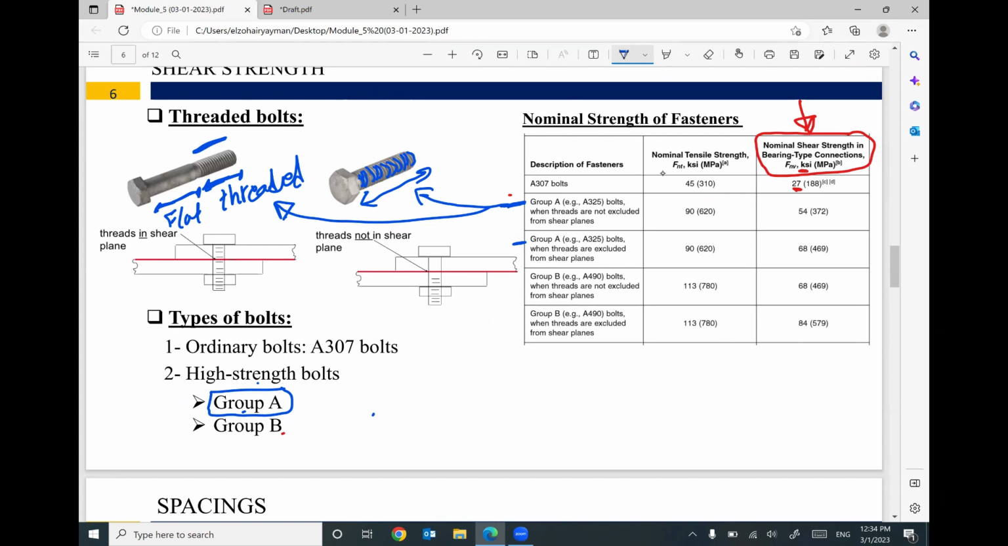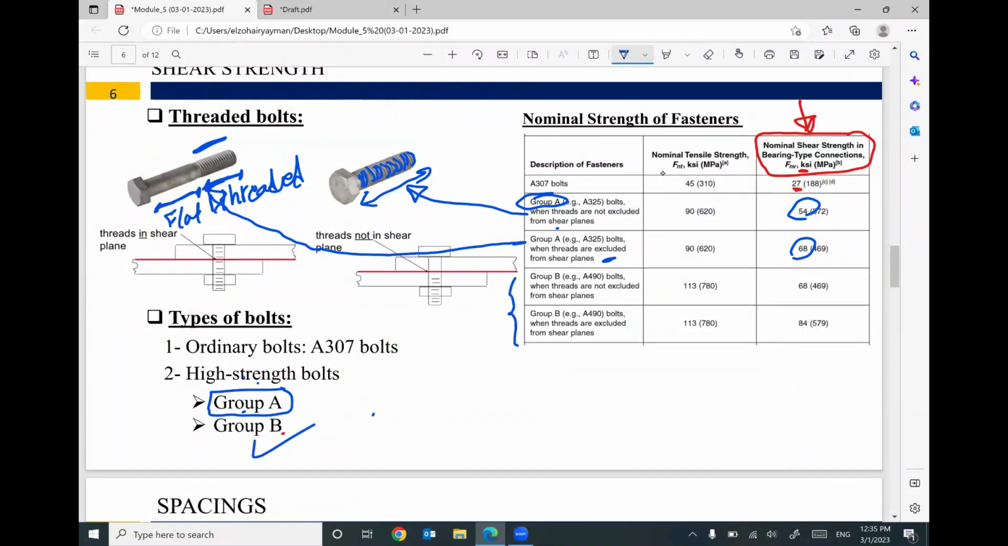So for group A, there are bolts when threads are not excluded from the shear plane. The second one is bolts when threads are excluded. In the not excluded case, you have a threaded part at the location of your shear plane. Whatever case you decided, for example, if we are in this case, the value of Fnv will be 54. If you are in this case, the value will be 68. If your bolt is group B, it's a high strength bolt, but group B, that means we have two values, 68 and 84. Keep in your mind, these two cases are explained here.